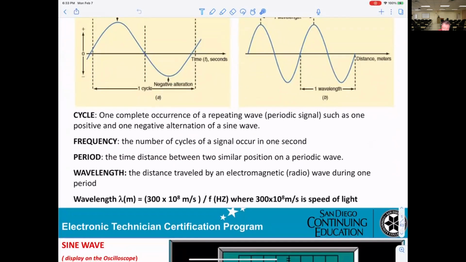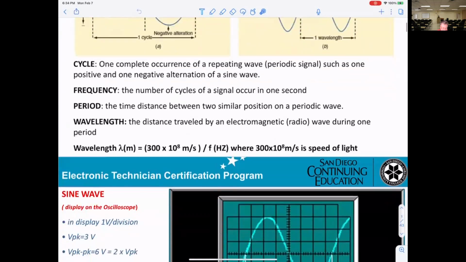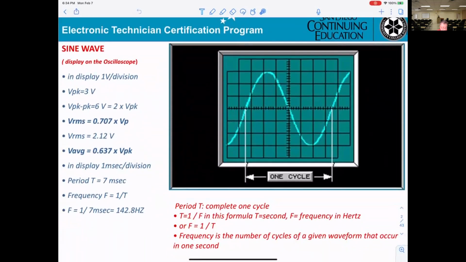Wavelength, this is the wavelength right here. When you're learning about radio frequency, you deal with the wavelength. Wavelength means the distance traveled by an electromagnetic wave, a radio wave, during one period. And the wavelength lambda is calculated by this formula. Basically, you can see the wave of the radio transferring over the air, so they can calculate the wavelength.